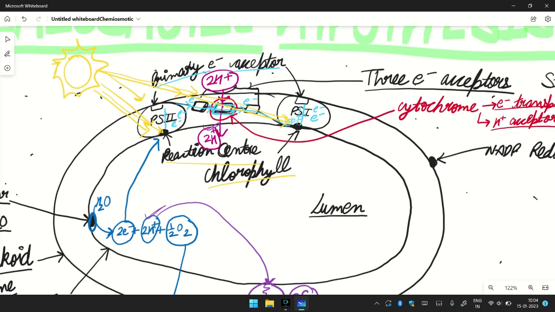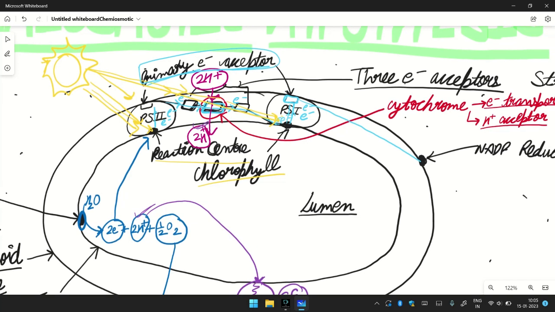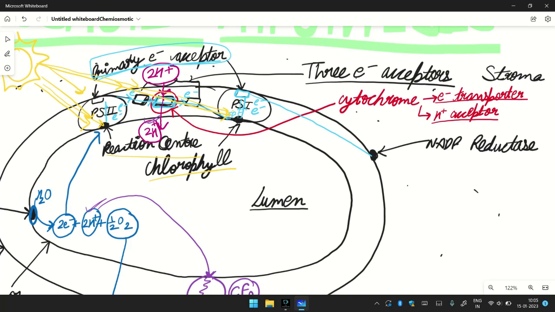Now after they are excited, they are accepted by our primary electron acceptor of PS1, and then through the electron transport chain. Now here also we have an electron transport chain which transports these electrons to our NADP reductase. So they got transferred to the complex NADP reductase.